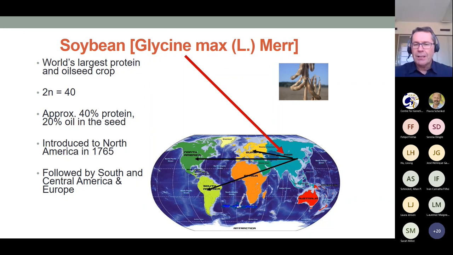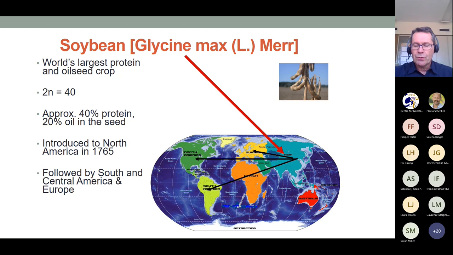Soybean originated and was domesticated in China about 6,000 years ago from the progenitor Glycine soja, which had the same number of chromosomes but looked very different, more like a weedy, prostrate, viney plant, as opposed to soybean, which is a larger, robust plant with much bigger seeds. That's the result of domestication efforts by the Chinese farmers.